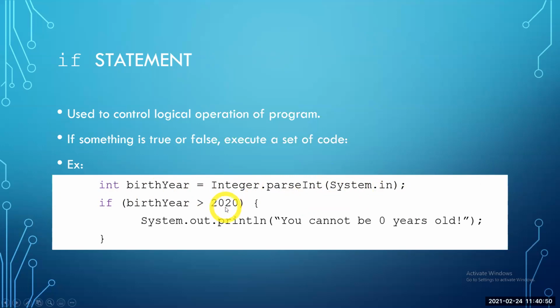I created these slides last year, so 2020 was most recent. So if birth year is greater than 2020, you cannot be 0 years old. Obviously, this would be 2021 now. So if birth year is greater than 2021, you cannot be 0 years old, right? You can't be 0 years old. So that was something I wanted to check for. However, every other birth year would work, except for anything greater than 2020.